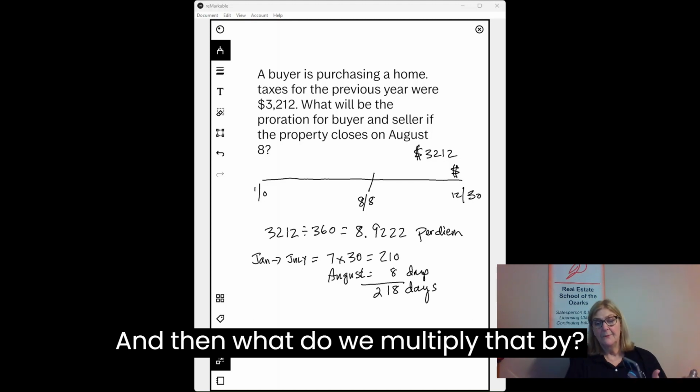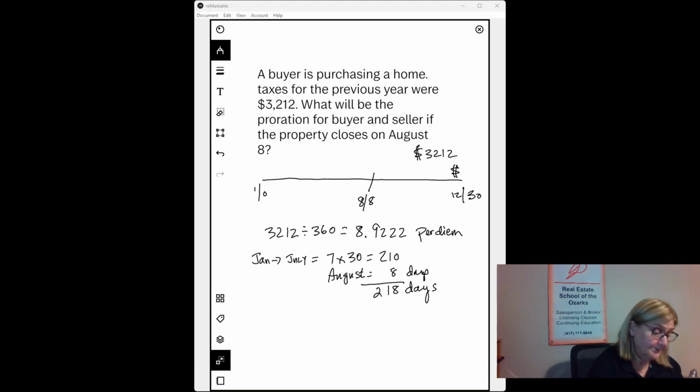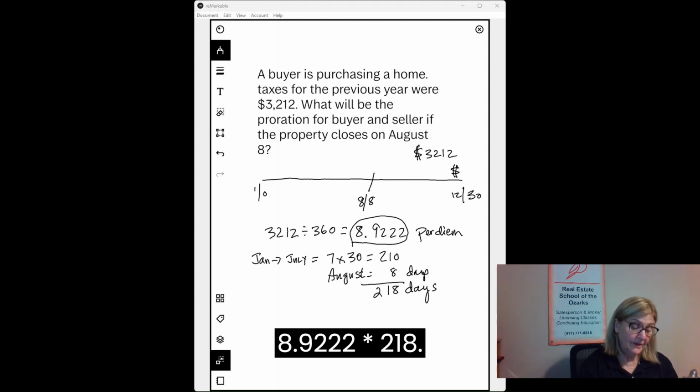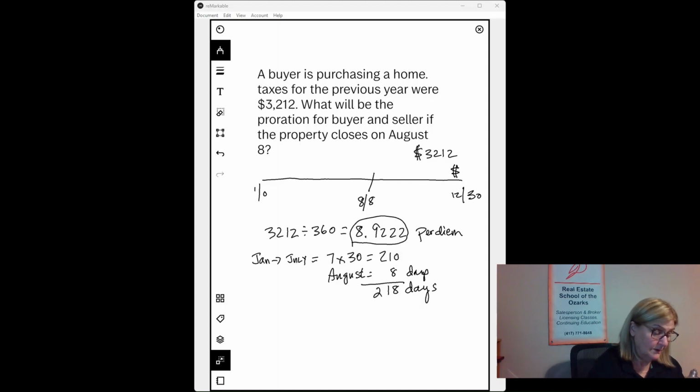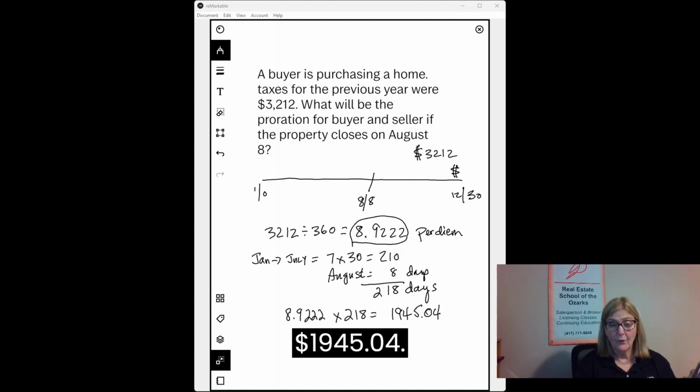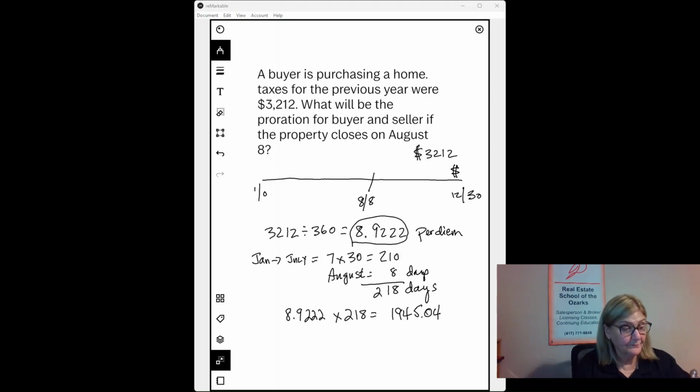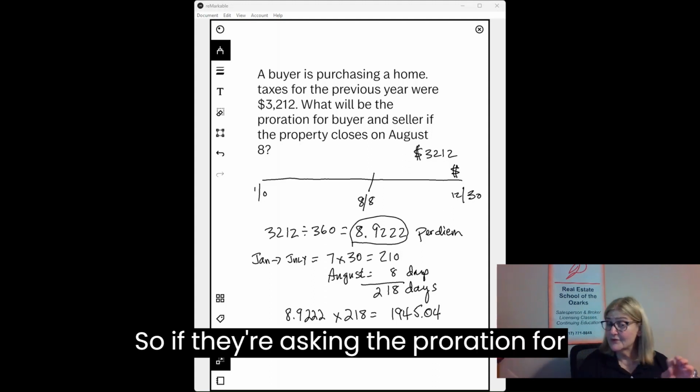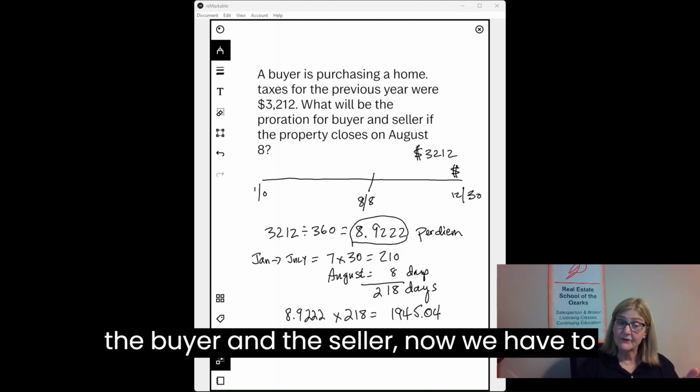And then what do we multiply that by? We're going to multiply it by this number, our daily rate. So 8.9222 times 218 equals $1,945.04.